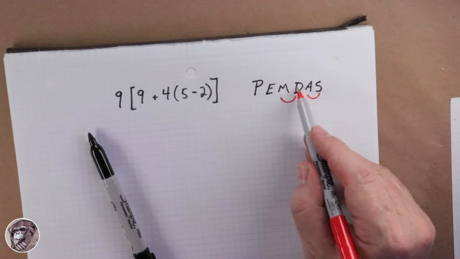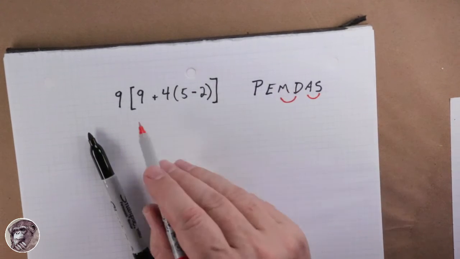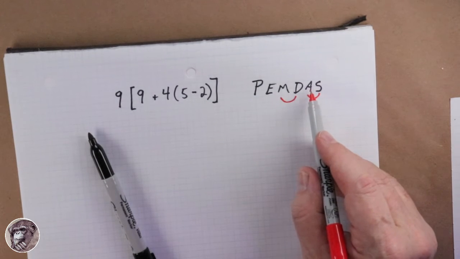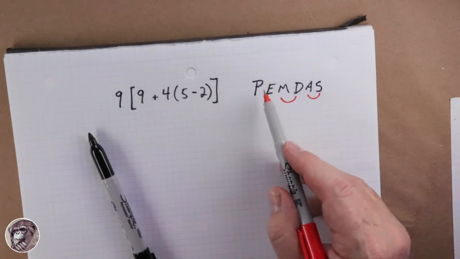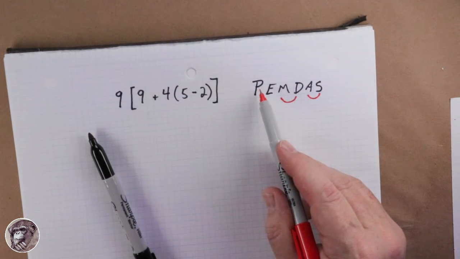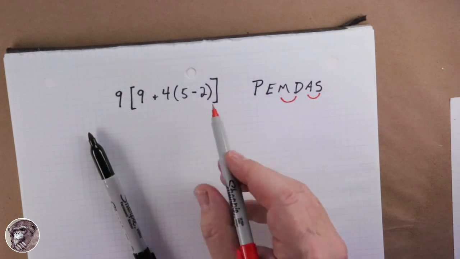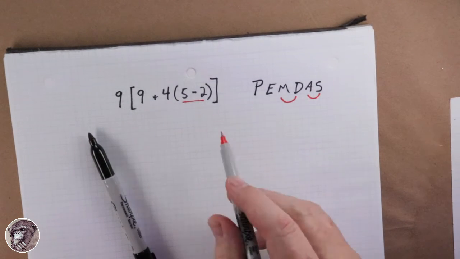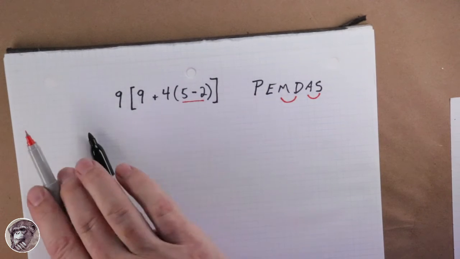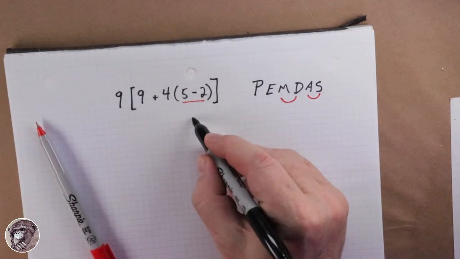So multiplication and division, you do them as you encounter them from left to right. Same thing with addition and subtraction as you see them going from left to right. So let's start. Since we have multiple brackets there, you do the inside brackets first. So you're going to do these two first. So I'm looking and I have 5 minus 2. So 5 minus 2 is 3.